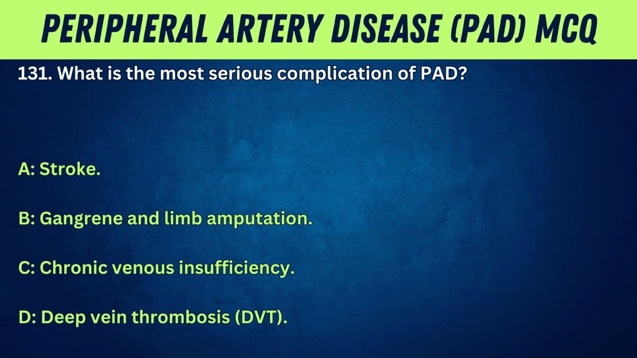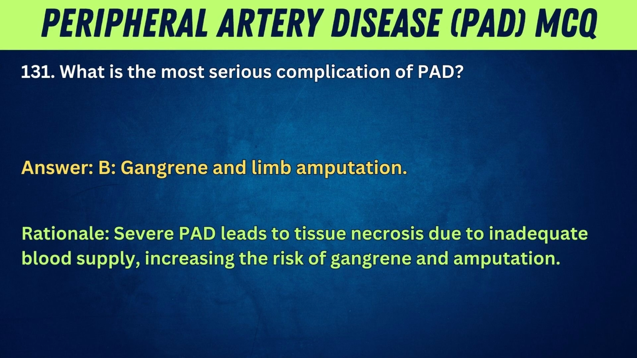131. What is the most serious complication of PAD? A. Stroke. B. Gangrene and limb amputation. C. Chronic venous insufficiency. D. Deep vein thrombosis, DVT. Answer. B. Gangrene and limb amputation. Rationale. Severe PAD leads to tissue necrosis due to inadequate blood supply, increasing the risk of gangrene and amputation.